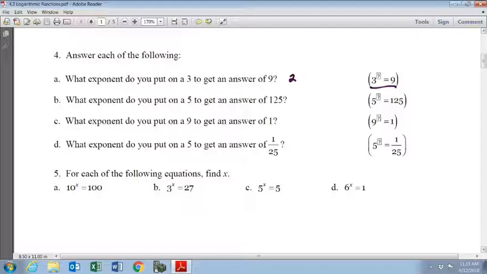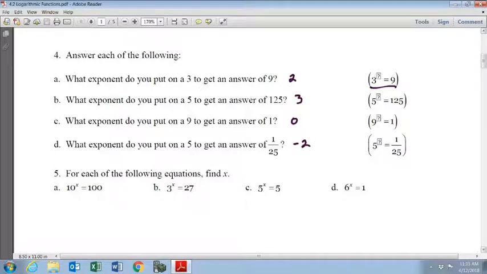What exponent do you put on a 5 to get an answer of 125? Well, that would be 3, because 5 to the third power is 125. What exponent do you put on a 9 to get an answer of 1? That'd have to be 0. Anything to the 0 power is 1. And then finally on letter D, what exponent do you put on a 5 to get an answer of 1/25? Well, we know 5 squared is 25. So 5 to the negative 2 power would be 1/25.